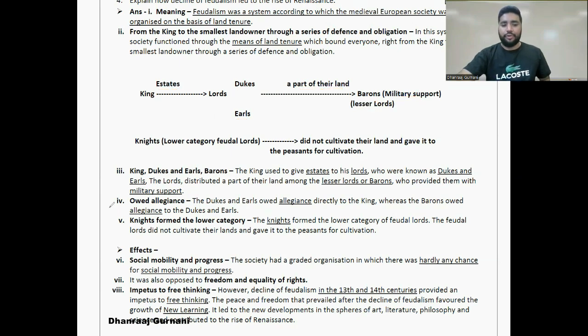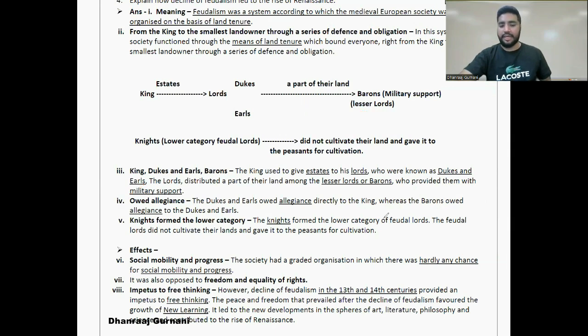Point number 4, owed allegiance. The dukes and earls owed allegiance directly to the king, so the dukes and earls were directly responsible to the king, whereas the barons owed allegiance to the dukes and earls, so the barons are directly responsible to the dukes and earls.